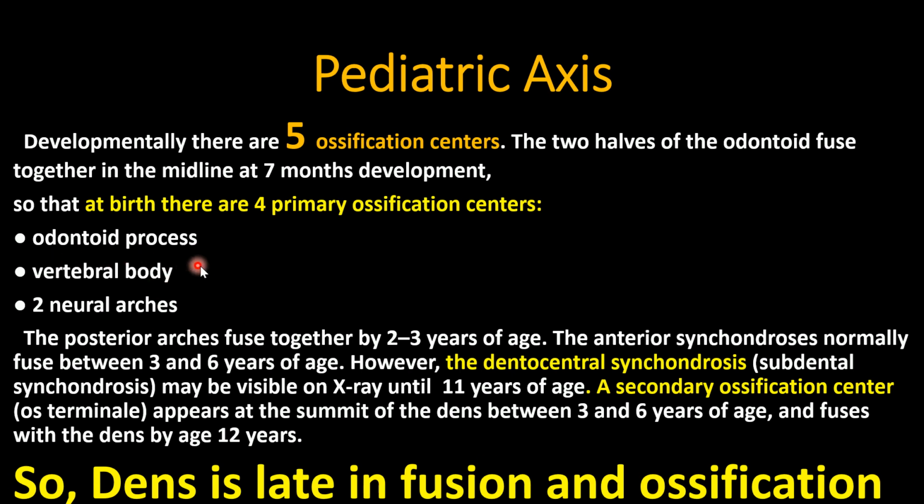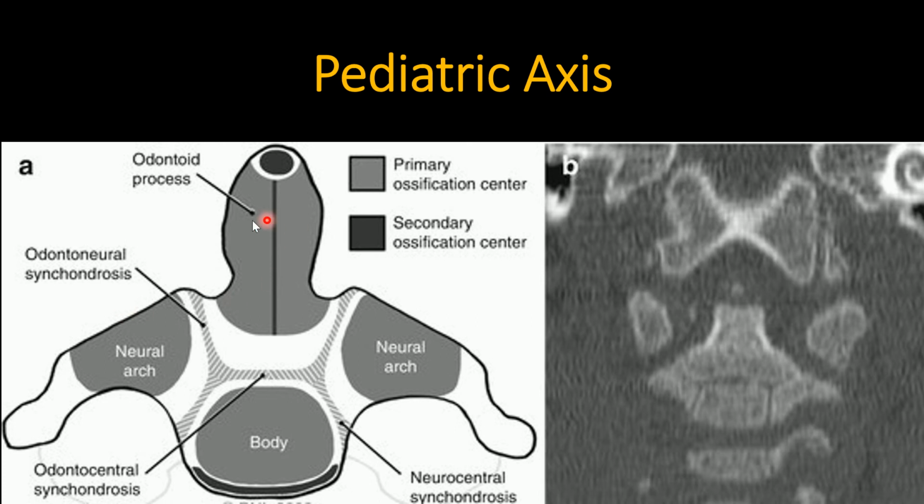The primary ossification centers are the odontoid process, vertebral body, and 2 neural arches, with the secondary ossification center. And here is the odontoneural synchondrosis, the odontocentral synchondrosis, and the neurocentral synchondrosis. And here we can see the coronal section in CT that shows the same.